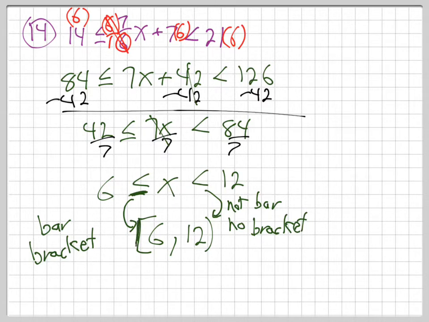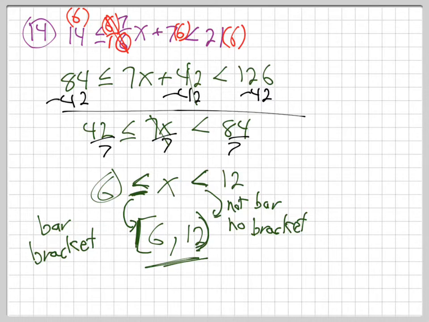Because the bracket means you're equals. You're straight on that number, right? It's greater than or equal to 6, whereas it's less than 12. It's around 12. It's close to 12, but it's not equal to 12. It's not right on 12. It's less than 12. It can be 11.99999, but not 12 right in the money. So you're around 12, the rounded parenthesis, not a bracket, not straight on the 12.